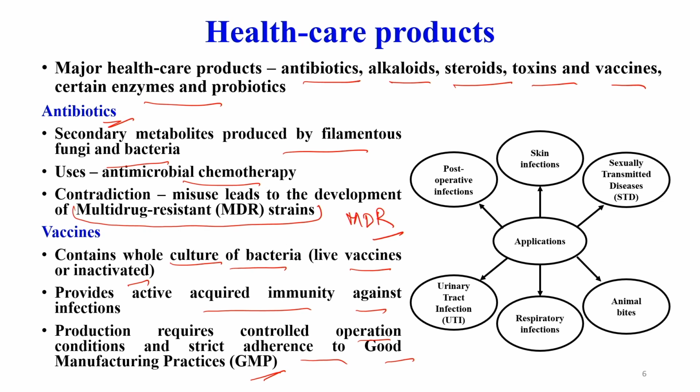So, for example, if you just see the application of antibiotics, they are commonly used for skin infections, UTI, respiratory problems, animal bites and post-operative infection. So, this is the most common. When you go for surgery, we are susceptible to bacterial infection, and after surgery we take antibiotics to prevent infection.